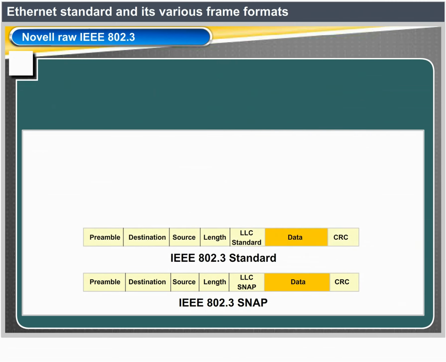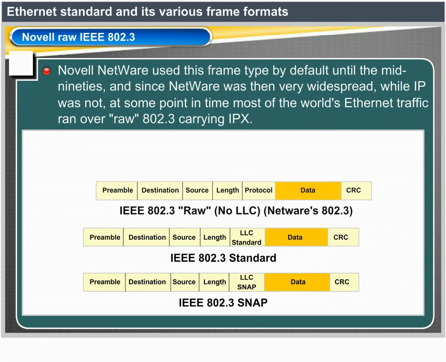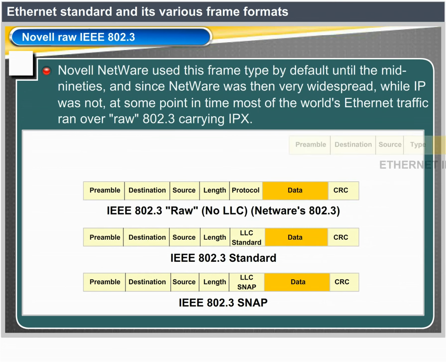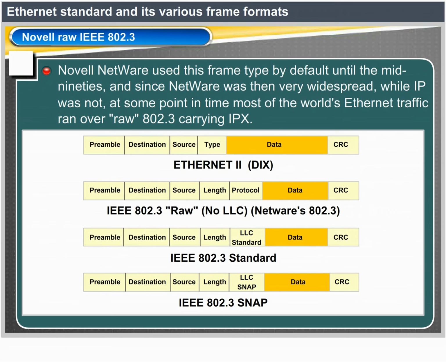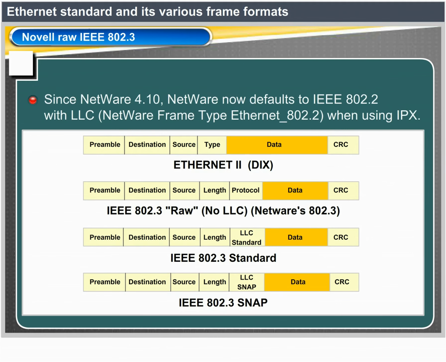Novell NetWare used this frame type by default until the mid-90s, and since NetWare was then very widespread, while IP was not, at some point most of the world's Ethernet traffic ran over raw 802.3 carrying IPX. Since NetWare 4.10, NetWare defaults to IEEE 802.2 with LLC, that is, NetWare frame type Ethernet 802.2, when using IPX.